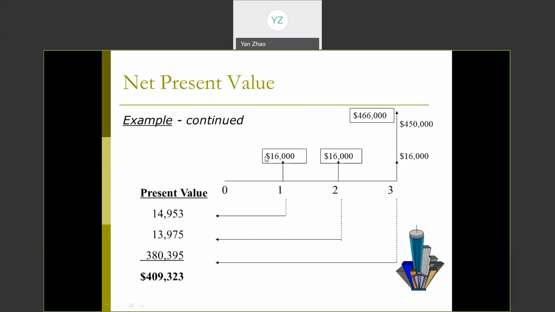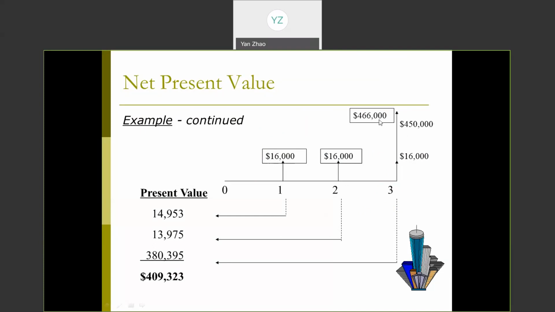We have a tenant lining up. Each year, the tenant will pay you $16,000 rent in year 1, 2, and 3. So in year 3, you will have the last rental income of $16,000. At the same time, you can sell the building for $450,000.